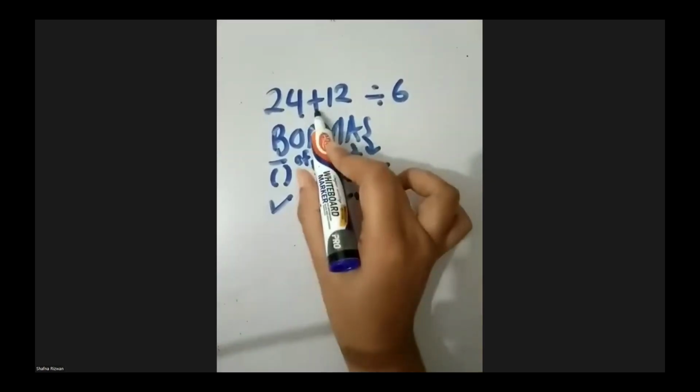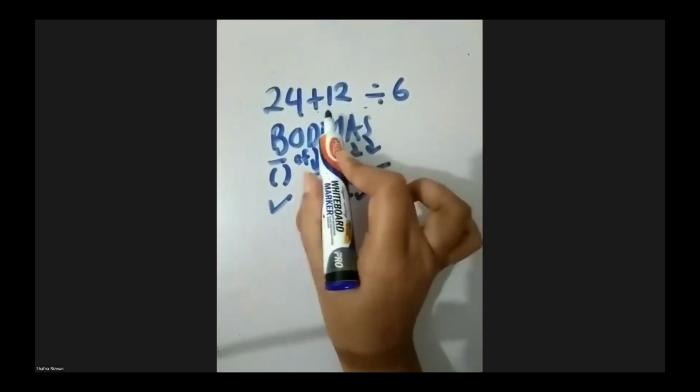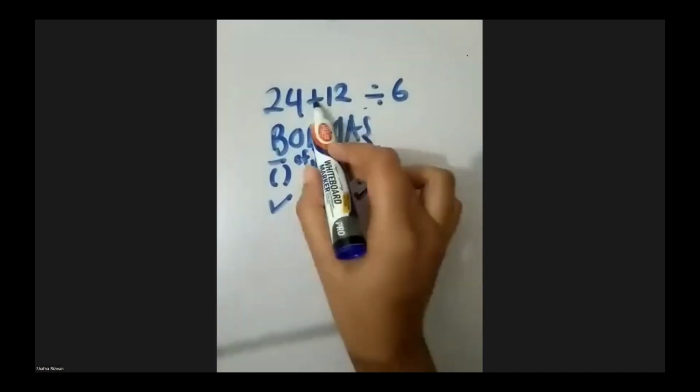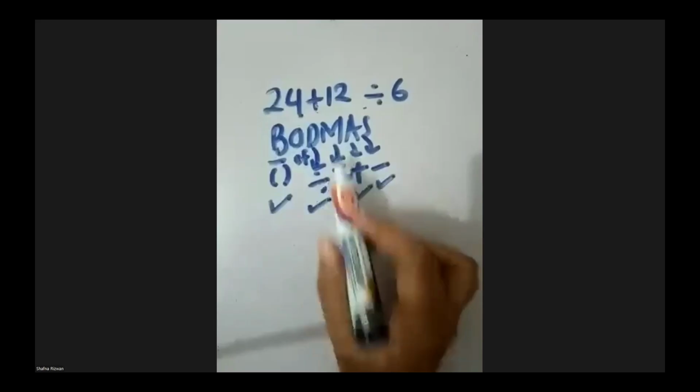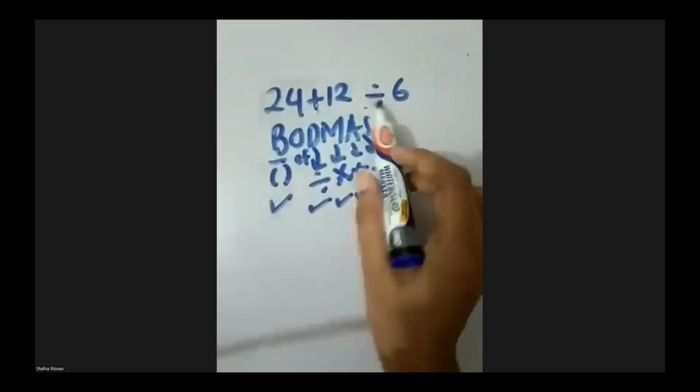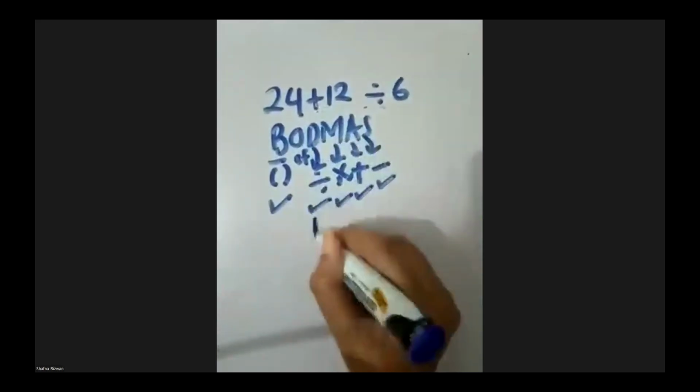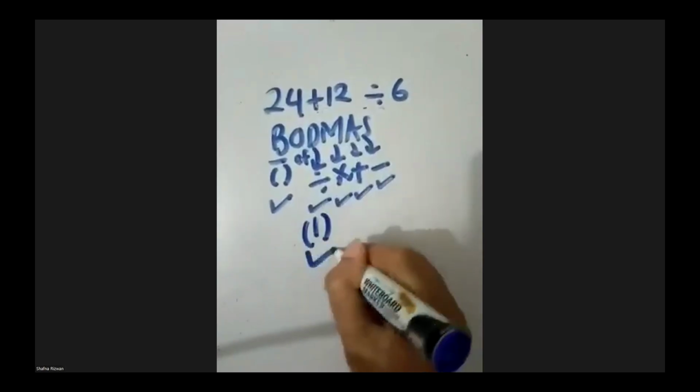Here, what have they given? Plus and division. So which one should you do here? Plus and division, according to the BODMAS rule. Which sign do you have to do first, plus or division? See, division comes first. So you have to do division.